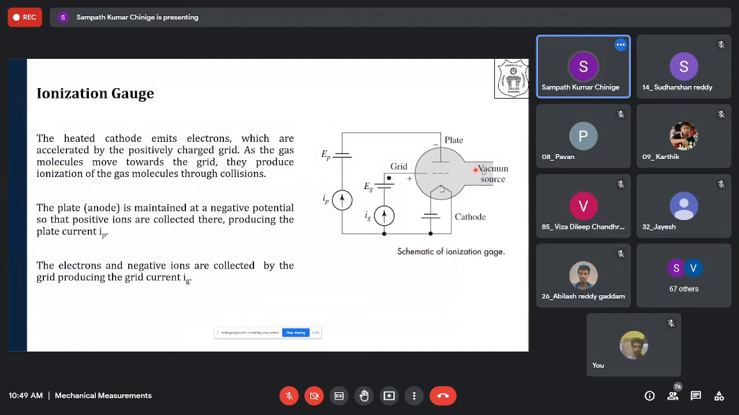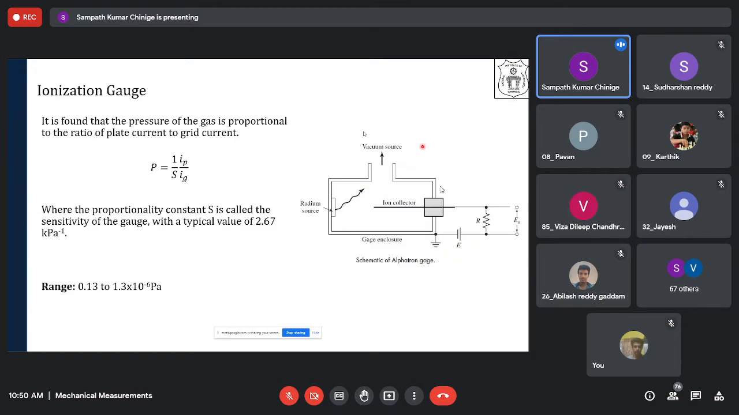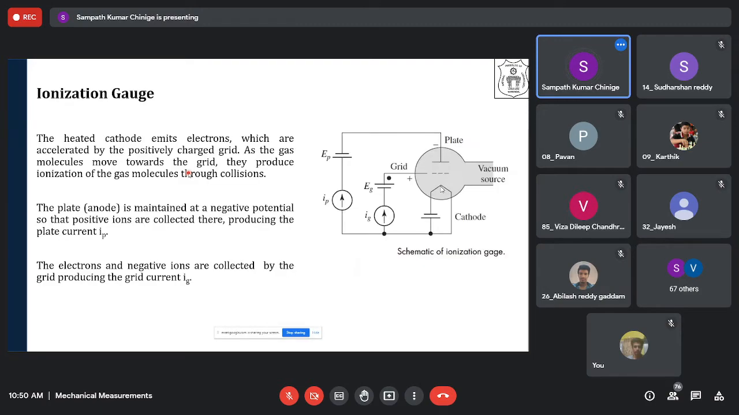Now the pressure of the gas chamber or vacuum chamber is directly proportional to IP, the plate current. The higher the pressure, the higher the plate current; the lower the pressure, the lower the plate current. And it is inversely proportional to the grid current. So the higher the pressure, the lower the grid current, and the lower the pressure, the higher the grid current.